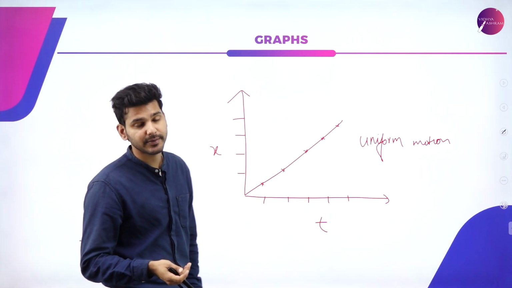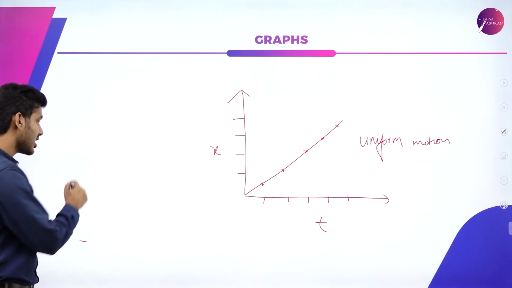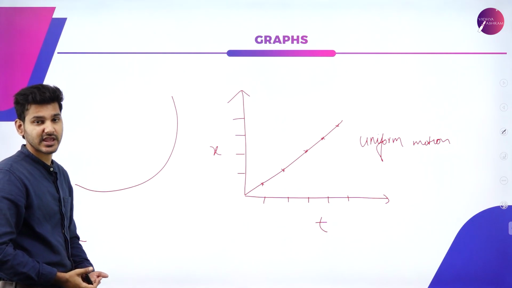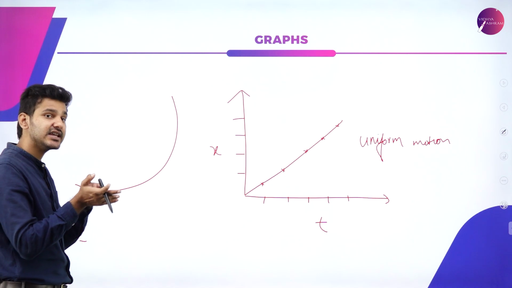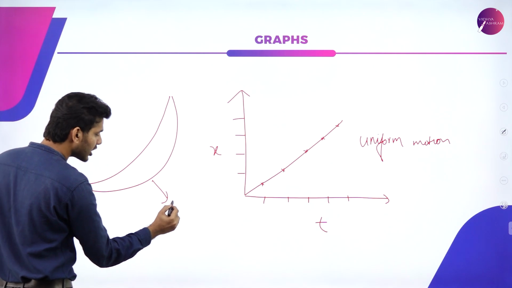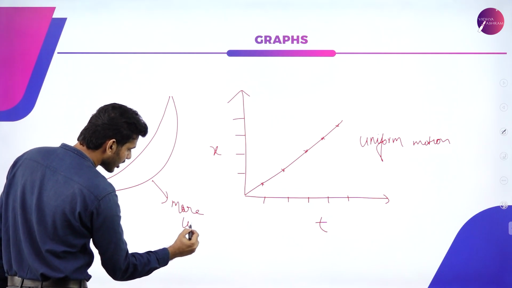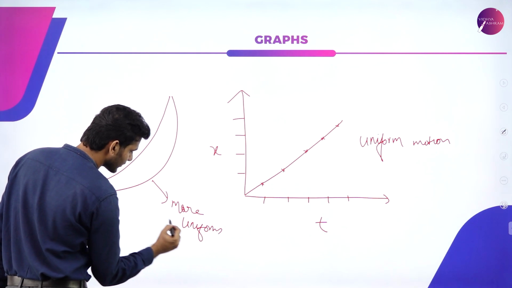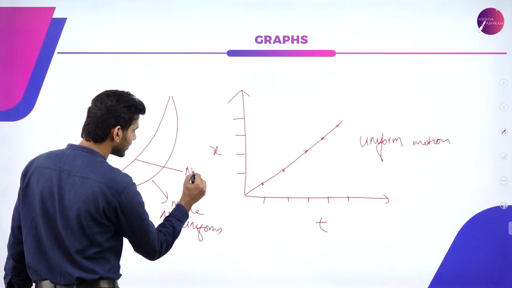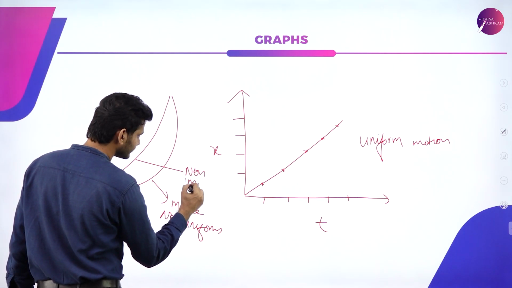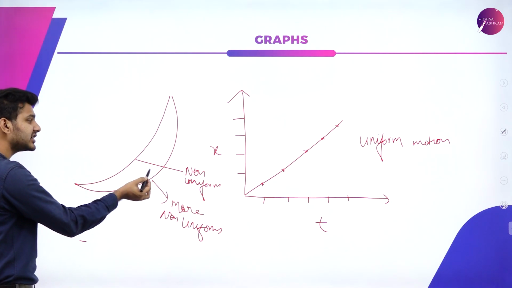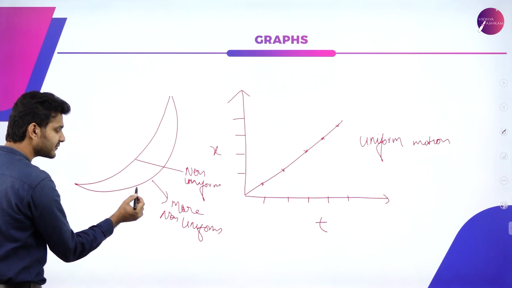So I'll give you a tip to remember things very easily. That is, the curvier the graph, the more non-uniform it will be. If it is less curvy, it means that it is getting closer to a uniform motion. So this one is more non-uniform. This one is also non-uniform. This one is also non-uniform. But the curve is a little steeper in this one.